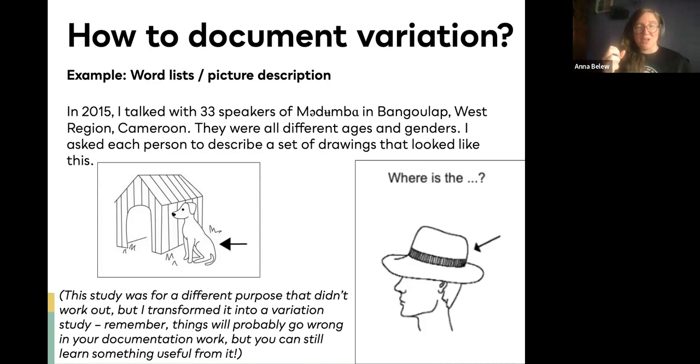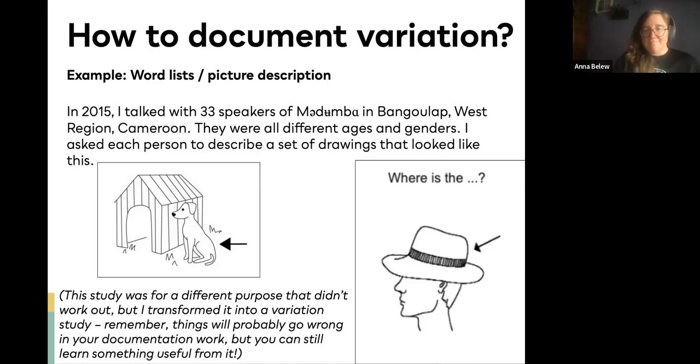I wanted to see how people described relationship words in space, right? Outside, under, next to, on top of, whatever. That didn't work out. That's a long story. I couldn't use the recordings for that purpose. But, and this is a good example of how in your language work, things won't go the way you think they will, but you can probably still get something interesting or useful out of it.